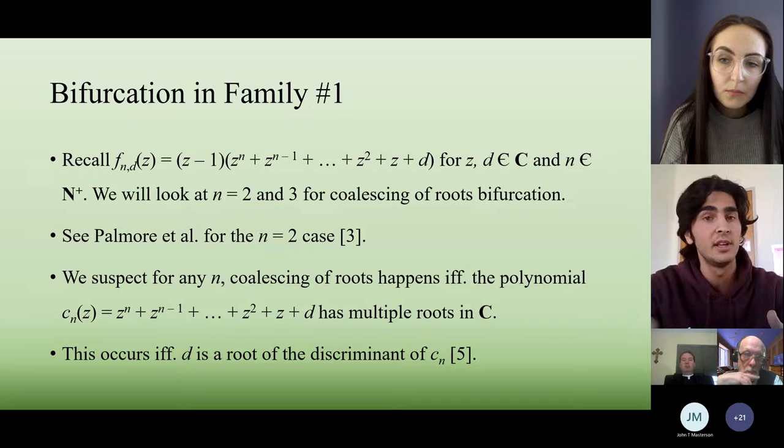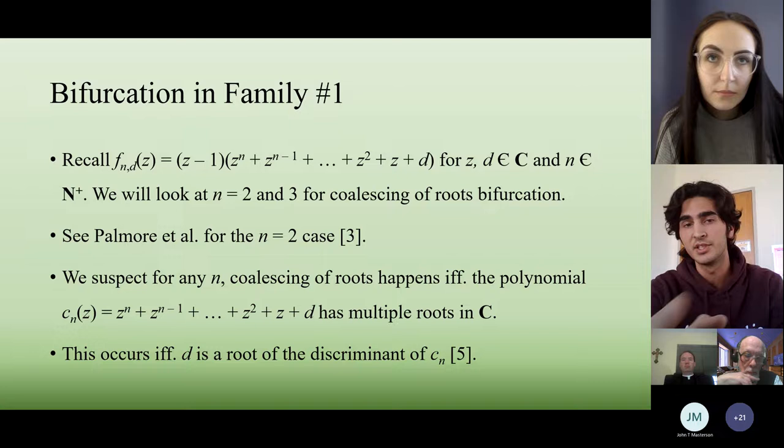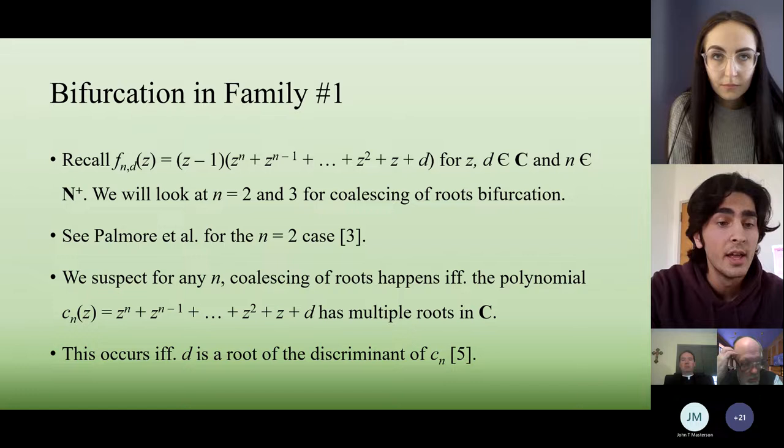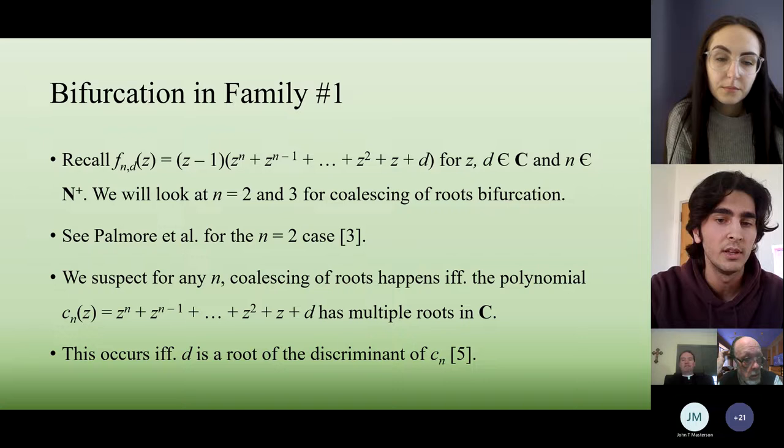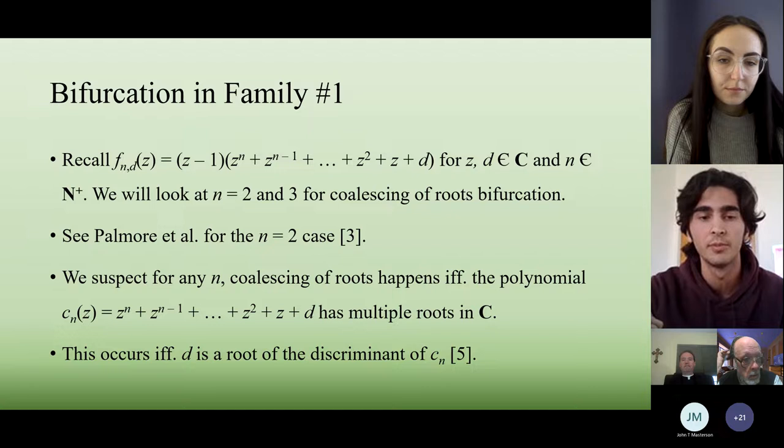So what we needed to look at first was to what extent the polynomial, the second factor, has a multiple root. And we get this information by looking at the discriminant of that polynomial. So we suspect that we'll get coalescing of roots phenomena if and only if the discriminant of that second factor is zero.